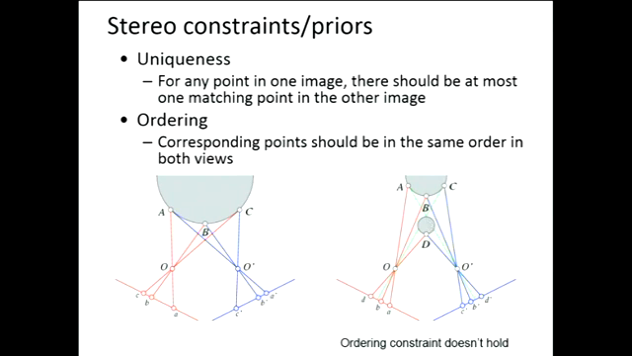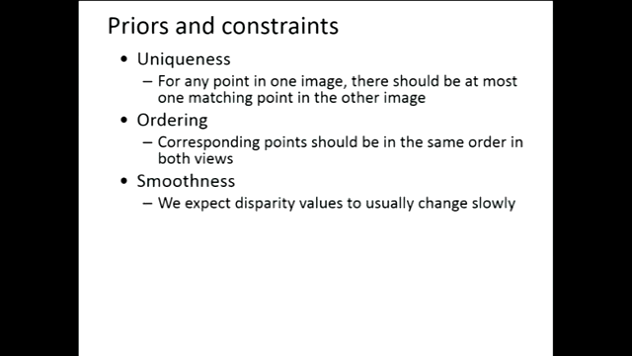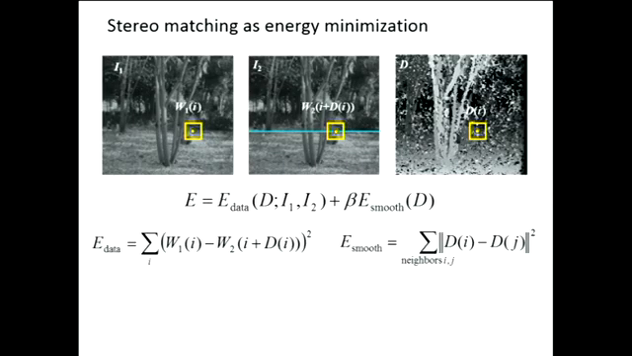So this can be used as a prior, but not as a hard constraint. And then the final prior is smoothness, that usually you'd expect the disparity values to change slowly because on surfaces, the depth will change slowly. But of course, that will be violated on the edges. So we can incorporate all these constraints by posing stereo matching as an energy minimization problem.